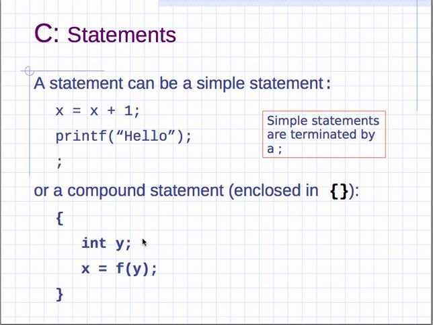Okay, so let's look at statements. A statement can be a simple statement, that is something like x is equal to x plus 1, or x is an int, or a float, or a double, something like that. Or a statement can be a call to a function, plus maybe some other things. Or it can be even an empty statement, that's just a simple semicolon by itself. That's the simplest. It's just an empty statement doing nothing.